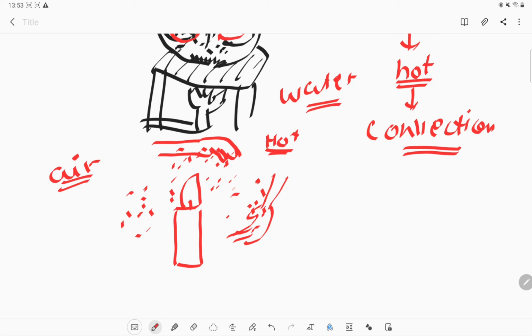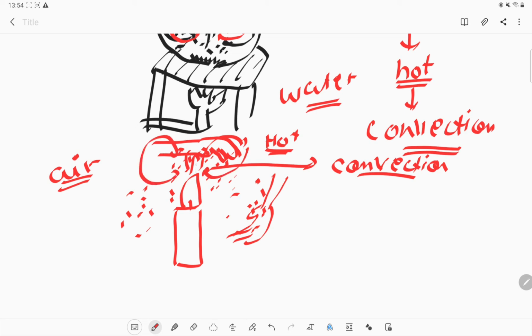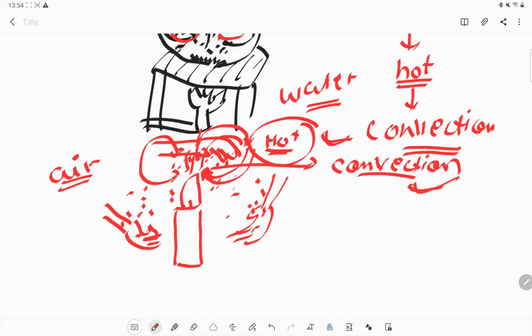Why? Because of convection, because this is the area in which convection is happening. What is convection? That means the hot air rises and is replaced by the cool air, and so on. It keeps moving: hot air rises and takes the place of the cool air, and cool air again takes the place of the hot air. So this is what is happening, and that's why it is very hot here. But if we feel with our hand from the side of the candle, we do not feel that much heat because there is no convection here.